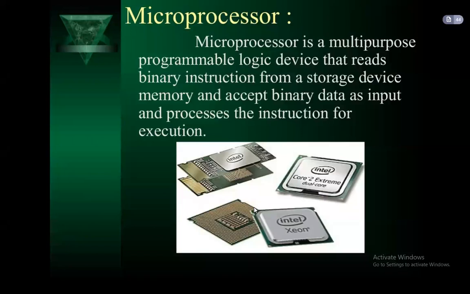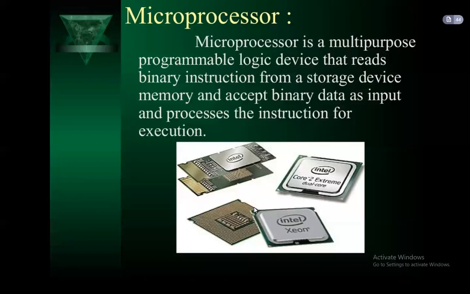So what is a microprocessor? First, we are going to think about what a microprocessor is. All of you have to break this single word into two parts: micro and processor. So micro plus processor becomes microprocessor. So what is micro? All of you know what micro is. Can you define micro?